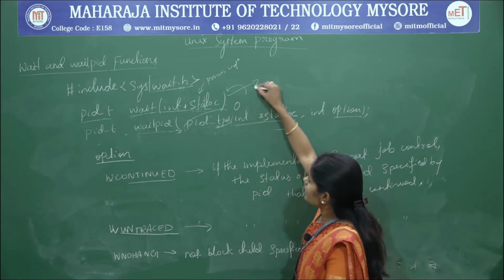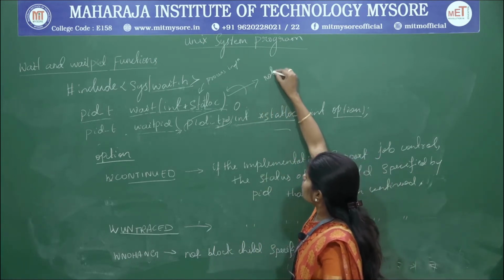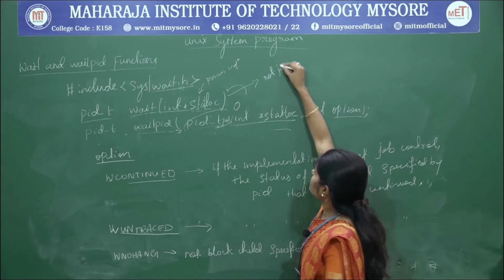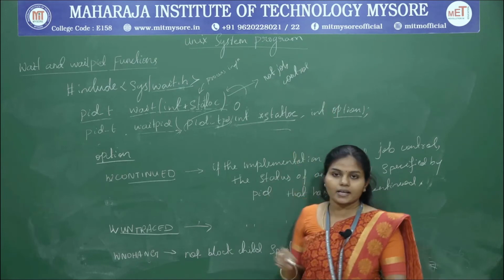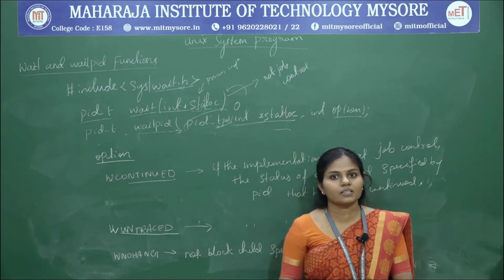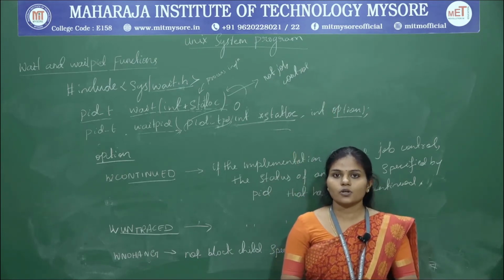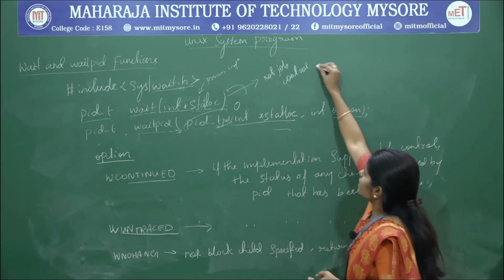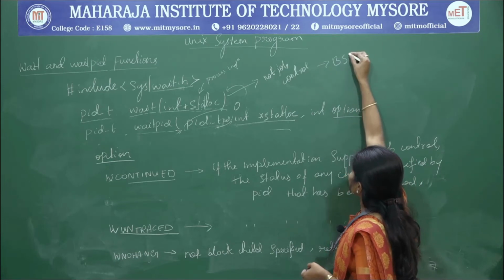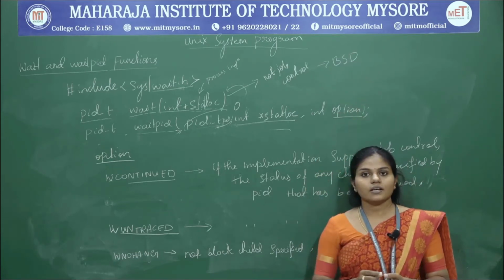So which function? That is wait. Not going to support for which one? That is job control. So we know how the Unix operating system and the POSIX operating system are going to control the job, right? It is going to support the BSD job control, that is the Berkeley system Unix operating system.